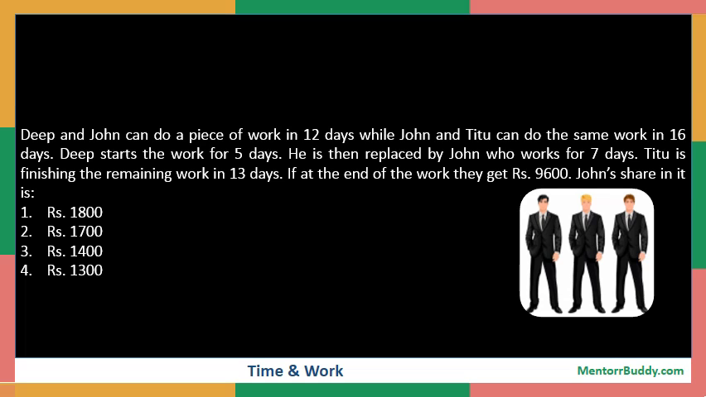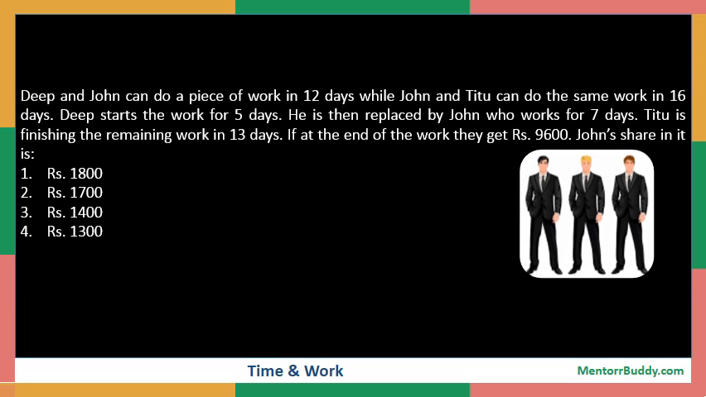We have a question based on time and work. It says, Deep and John can do a piece of work in 12 days, while John and T2 can do the same work in 16 days. Deep starts the work for 5 days. He is then replaced by John, who works for 7 days. T2 is finishing the remaining work in 13 days. If at the end of the work they get rupees 9,600, John's share in it is.